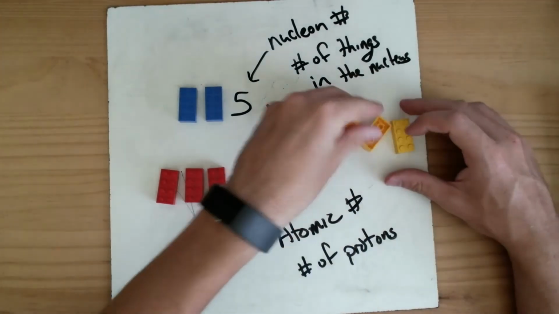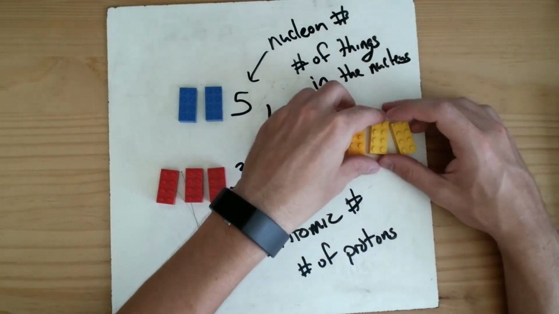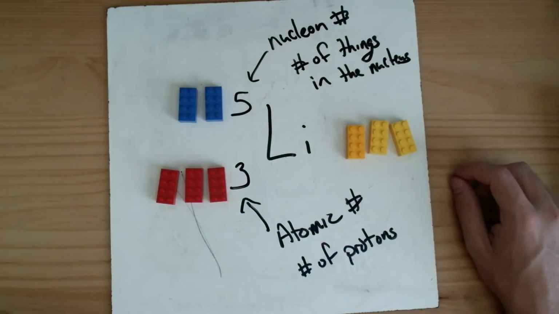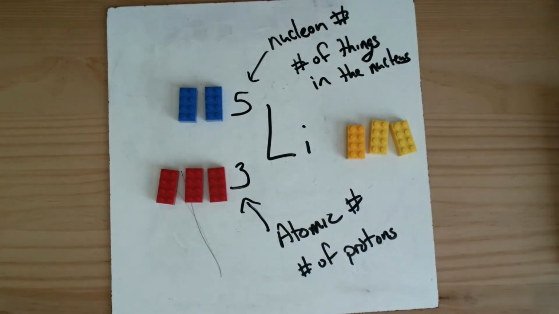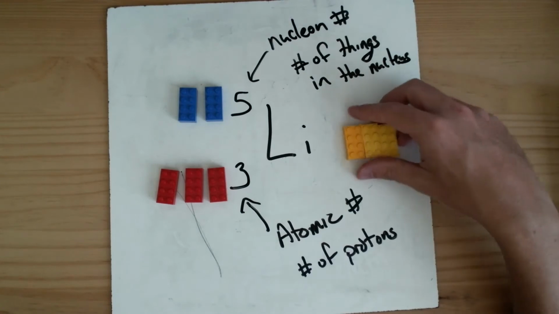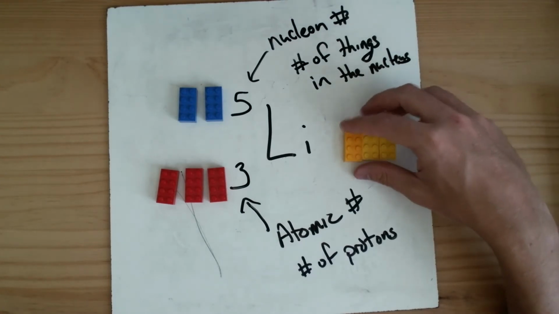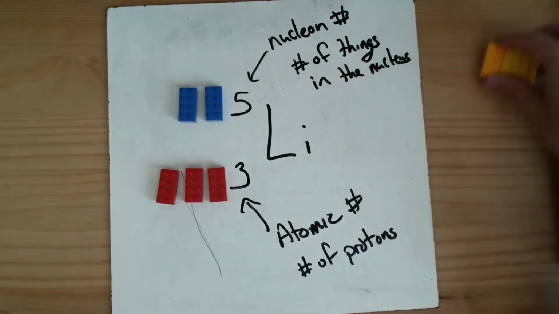Now you might be observant and say, hey, my electrons aren't mentioned in nuclide notation. And that is usually true. So let me give you an example of a place where a lithium 5 atom might have the electrons in the nuclide notation.